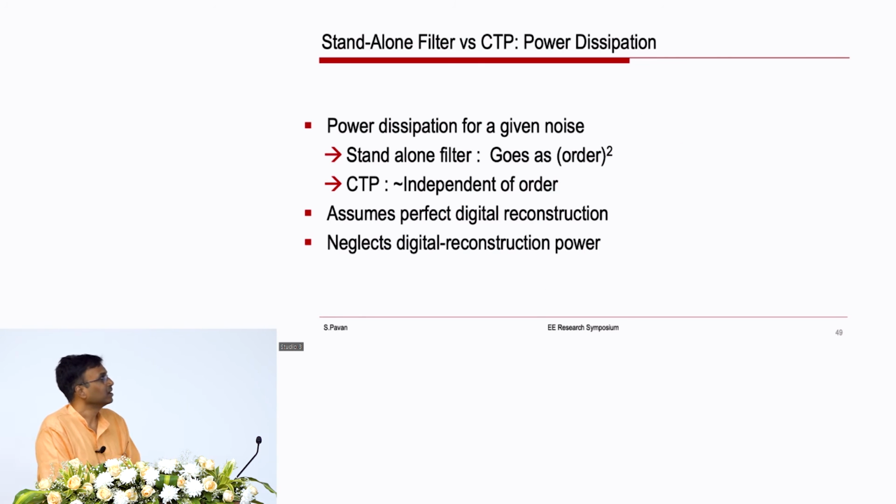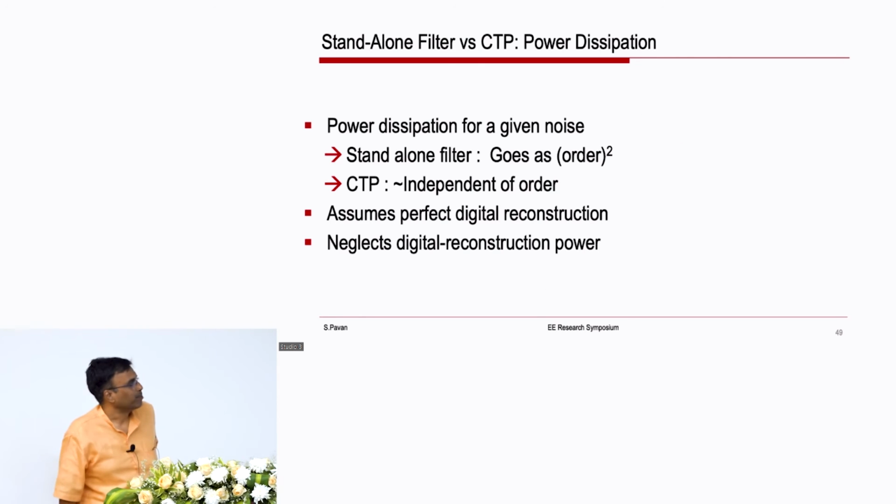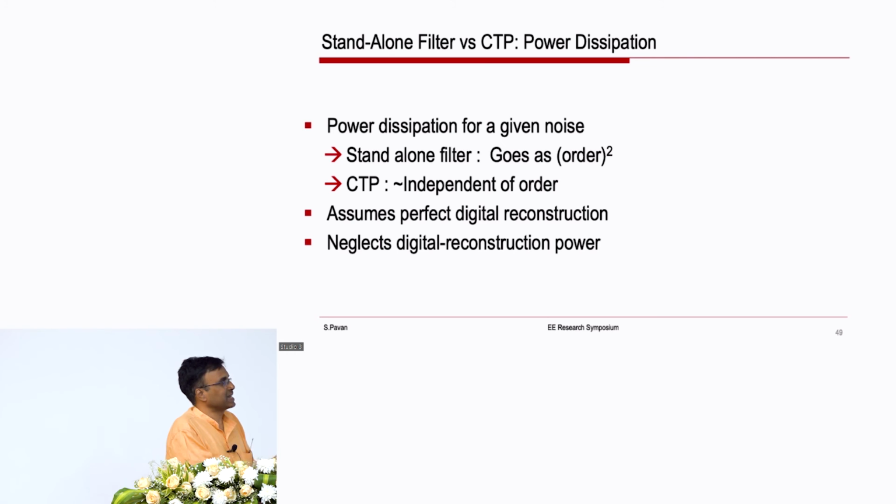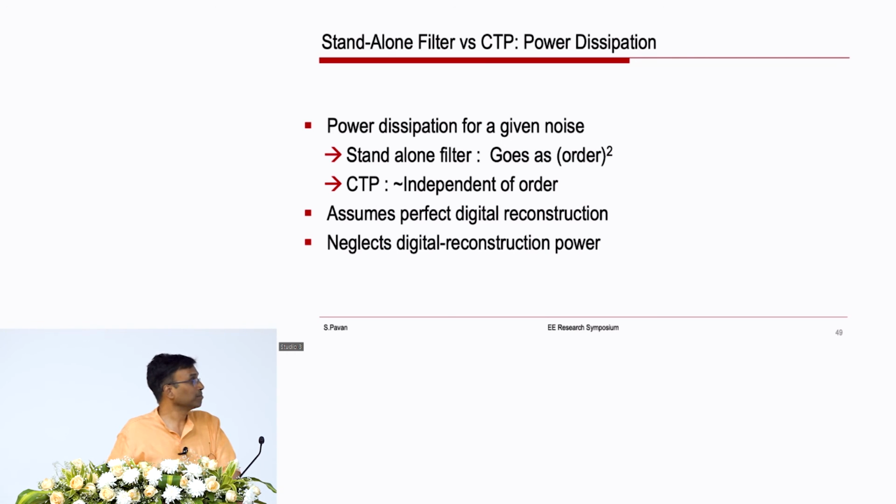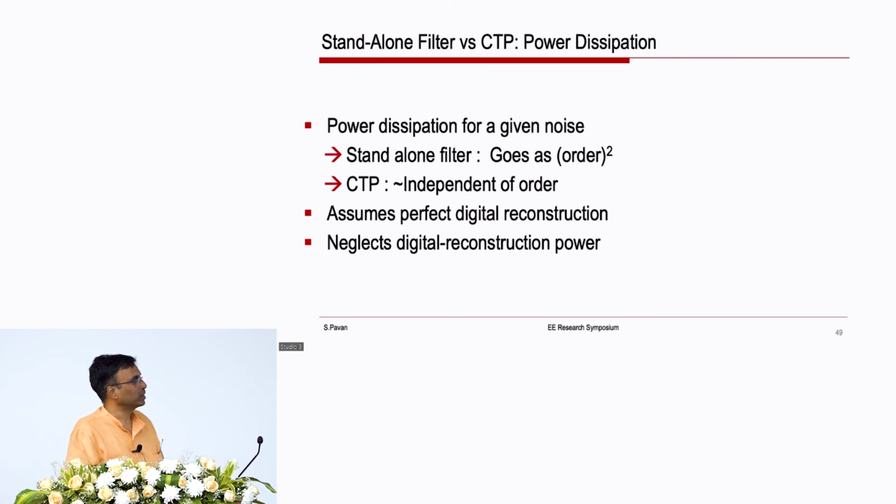So to summarize, the power dissipation for a given noise in a standalone filter goes as the square of the order, and again that's nothing to do with bad design practice or to doubt the competence of the designer. This is a fundamental thing. In a similar way, the continuous time pipeline allows you to get sharp filtering with a noise which is independent of the order.